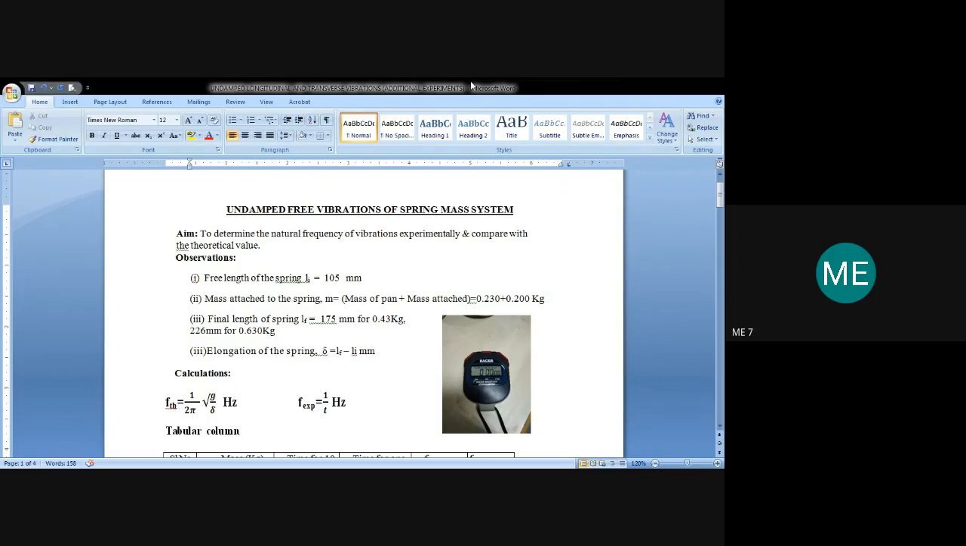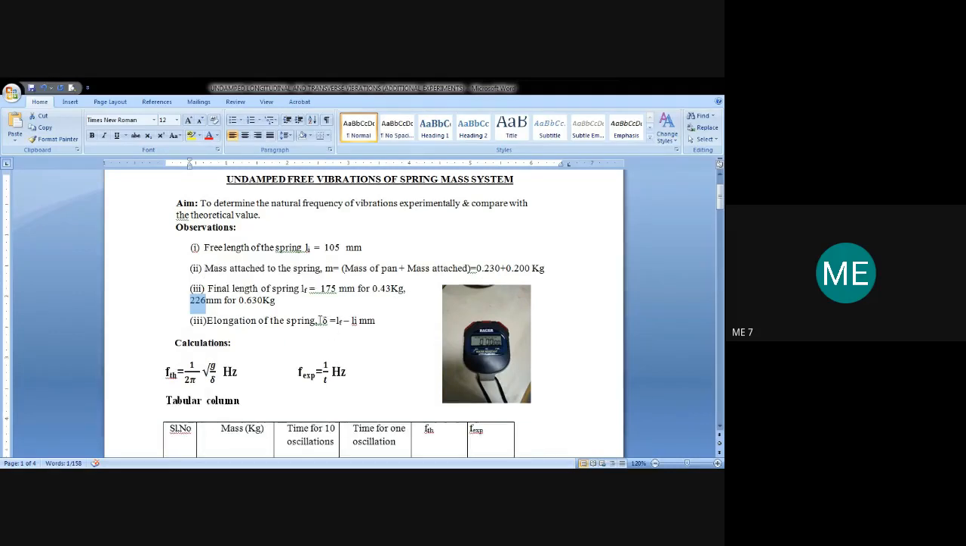Now, okay. So initial length of the spring is 105 mm. Final length after attaching 0.43 kg mass, elongation of the spring is 226 mm. Find out theoretical frequency of this. Delta will be 226 minus 105. Okay.